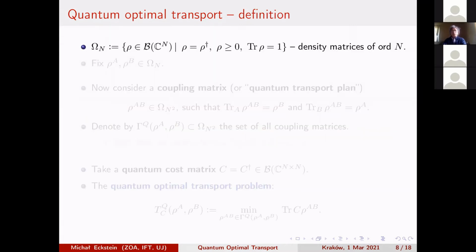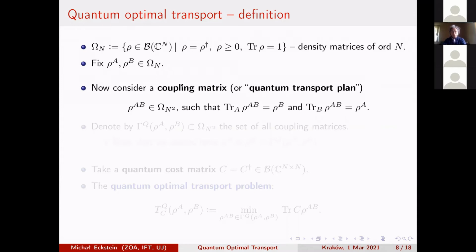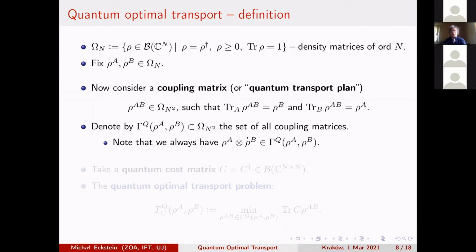All right, so putting it into a more precise definition, let's denote by omega n the set of density matrices of order n. Now take any two density matrices from this set, and consider a coupling matrix or quantum transport plan, quantum transference plan, if you wish. This is going to be a state of order n square, a density matrix of order n square, such that the partial traces agree with the ones that you have fixed at the beginning. Then denote by gamma q the set of all such coupling matrices. Note that it is always non-empty because you always have at least the tensor product of the two states, obviously. And then you can take any quantum cost matrix, which can be any Hermitian matrix of size n square by n square.